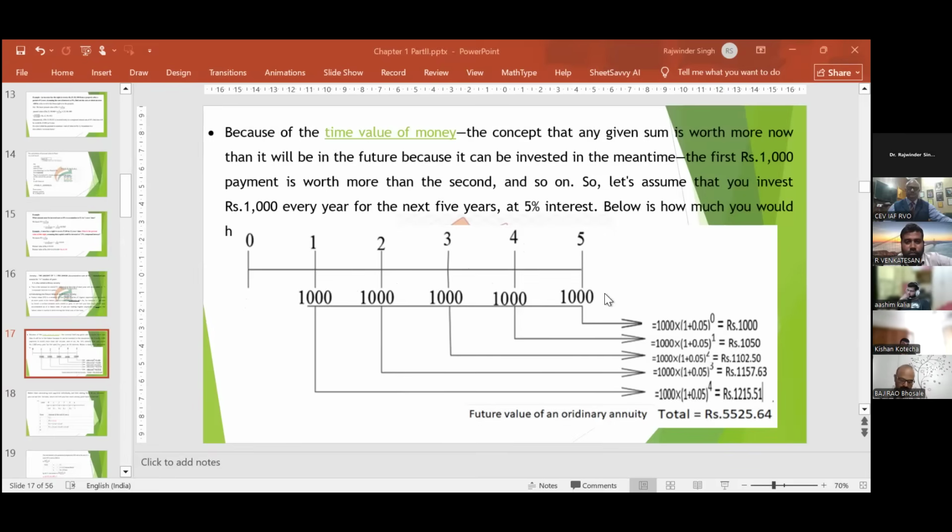Now see how much amount you will get after 5 years. See here, in this ordinary annuity, the last amount has to be deposited at the end of the period. Last amount is to be deposited at the end of the period. You have to remember this thing.